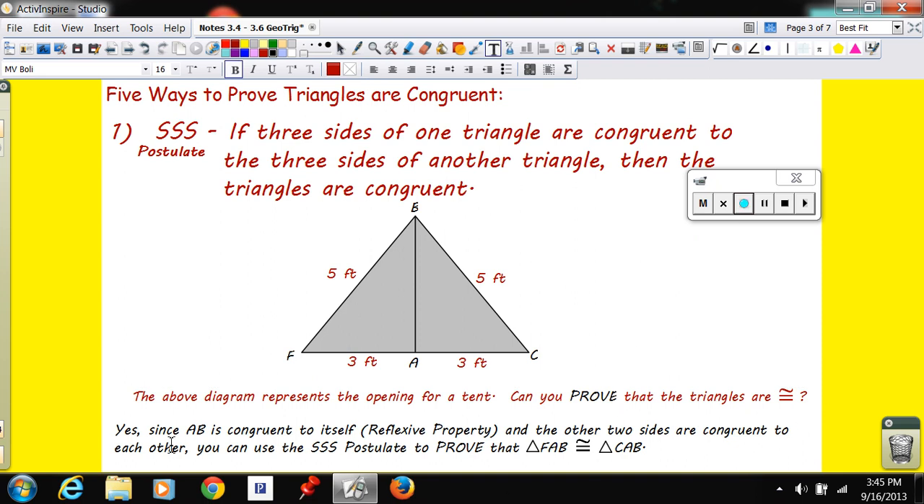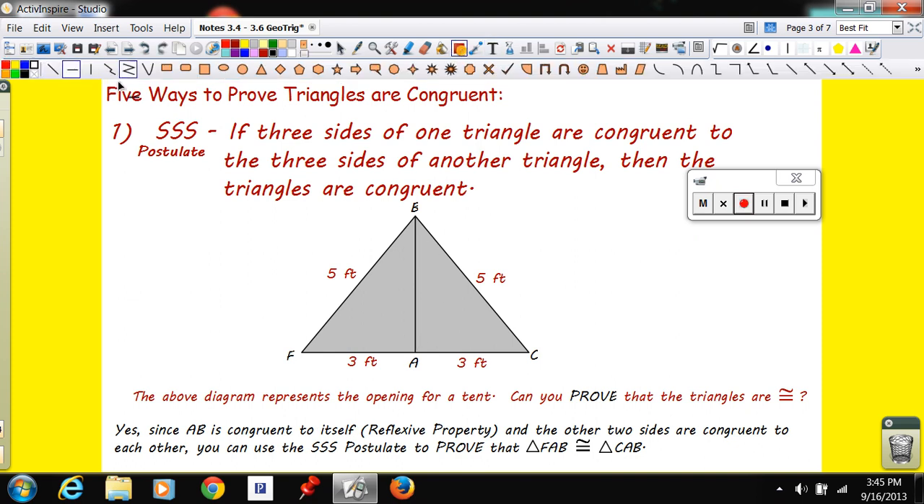Well, yes, we can, because AB is congruent to itself. That's our reflexive property. And I probably should put a little line on top of AB here. Segment AB is congruent to itself, so AB is congruent to AB. Plus I could put 1 tick mark there to show that those 2 are congruent to each other. And the other 2 sides are also congruent to each other, so I could put 2 tick marks here. That would be congruent to 2 tick marks over here. And then I could put like 3 tick marks down here. And that would be congruent to 3 tick marks down here.